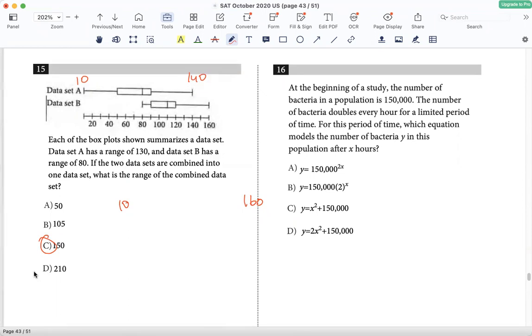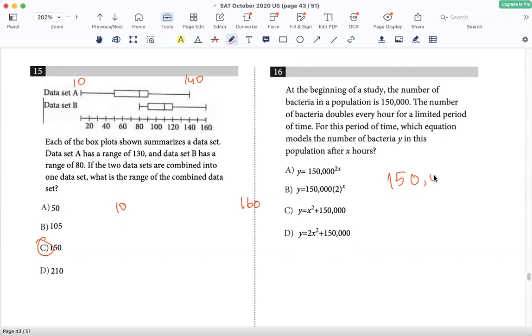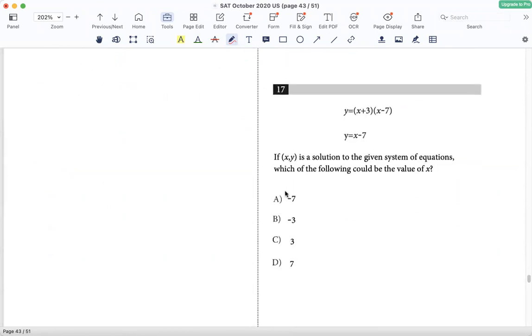At the beginning of a study, the number of bacteria in a population is 150,000. The number of bacteria doubles every hour for a limited period of time. For this period of time, which equation models the number of bacteria in the population after x hours? So it doubles, right? So it starts from 150,000 and it doubles for x. So 150,000 times 2 to the power x, exponential equation, option B.